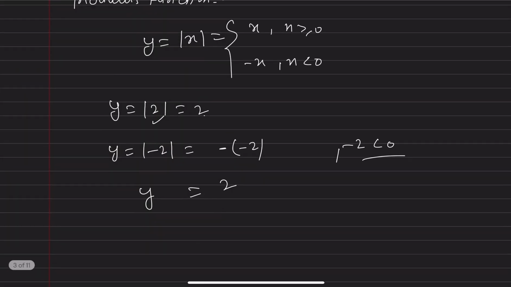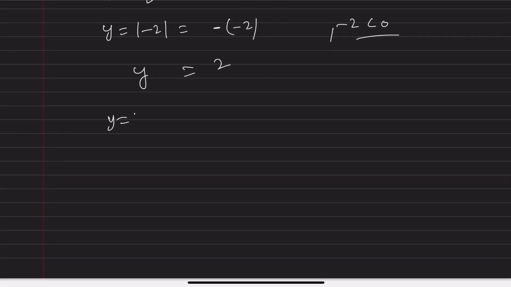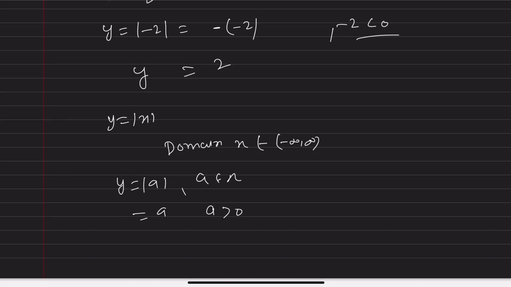Now, if I talk about y equal to mod of x, you can see that its domain is going to be equal to what? Domain is going to be x, which is minus infinity to infinity, meaning you can take any real number, and it will give you some value, right? Y equal to mod of a, where a belongs to R, gives you the absolute value of it. So basically a when a is positive, and negative a when a is less than 0.